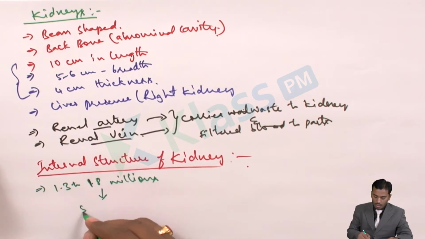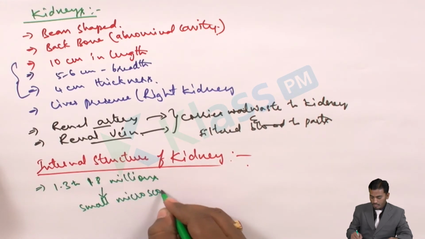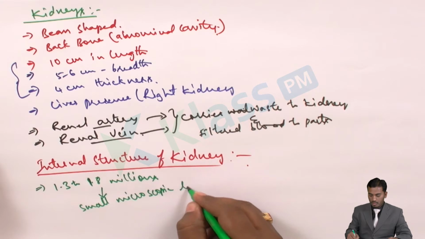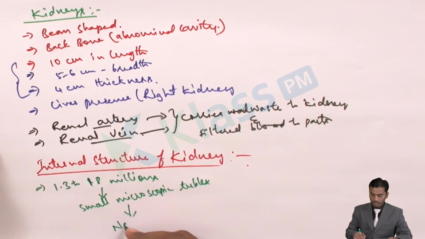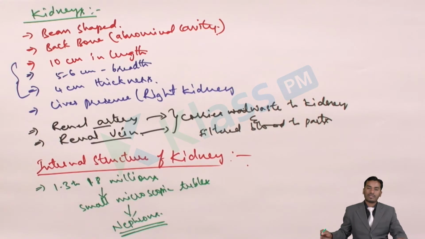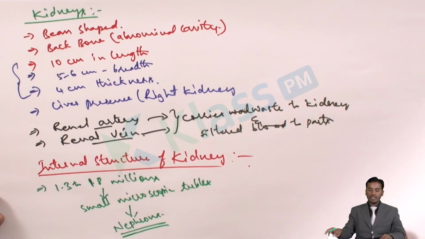Small microscopic tubules, which are called nephrons. These nephrons play a vital and major role in the functioning of the kidneys. What are the major roles and functions of a nephron, we'll be learning now. Structure of the nephron. A nephron is a small microscopic, thin tubule, and more than 1 million, that is 1.5 to 1.8 million, are present in our kidneys.